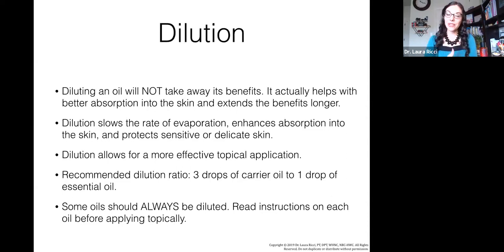So it's going to slow that rate of evaporation. It's going to enhance that absorption. And it even helps to protect if you have sensitive skin or delicate skin, and we're going to get into that more. If we have seniors or anybody that's got sensitive skin, or even babies, we want to be diluting. It allows for that more effective topical absorption into the skin. Now, a recommended dilution ratio is going to be about 3 drops of a carrier oil to 1 drop of an essential oil. But I'll give you some more guidelines and charts and things, and we'll talk more about this.